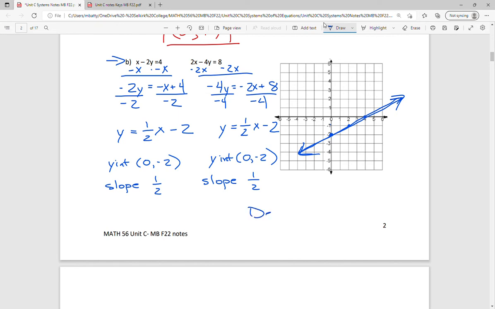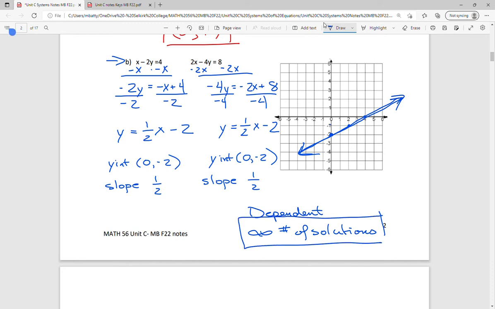This is a dependent system. There are an infinite number of solutions. So we would have an infinite number of ordered pairs that actually satisfy both these equations at the same time, because even though they look different, they are actually the exact same lines.